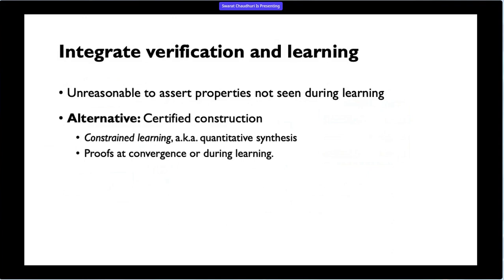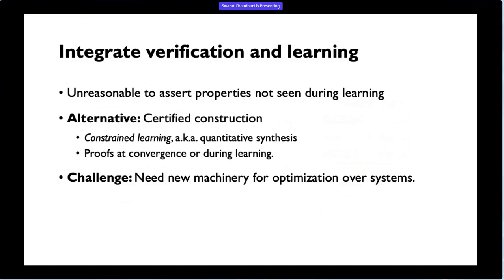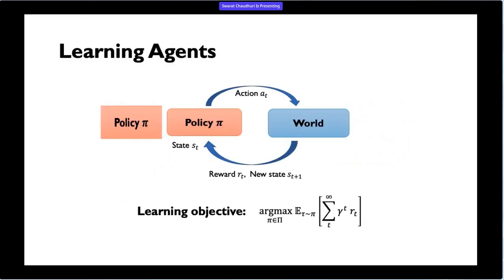So then the idea is that you are doing certified learning. You are learning a model that comes with a certificate of correctness. And the proof could be either during learning, that every step of learning maintains some sort of correctness invariant, or it could be that at the end, when the learner converges to a model, it finds a function, that model will have a correctness certificate. So in order to do this, you need to come up with new machinery for optimization. And let's investigate what that looks like.